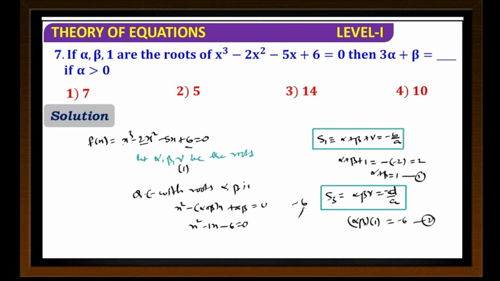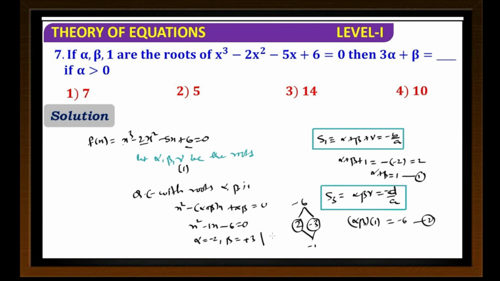What are the factors of minus 6? 6 ones are 6 and 2 threes are 6. 2 and 3: 2 threes are 6, and 2 minus 3 is minus 1. So alpha and beta we have to take opposite. So alpha equals minus 2 and beta equals plus 3. Okay, alpha equals minus 2, beta equals plus 3.